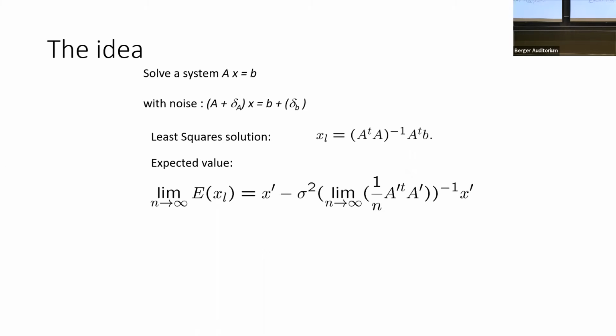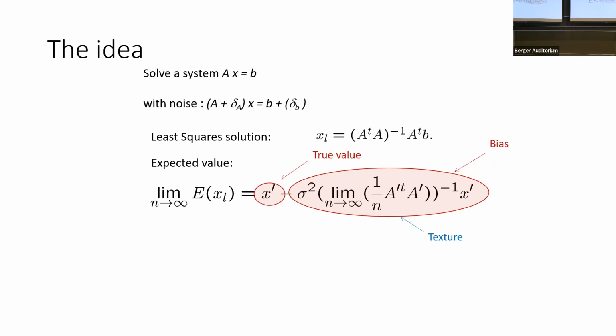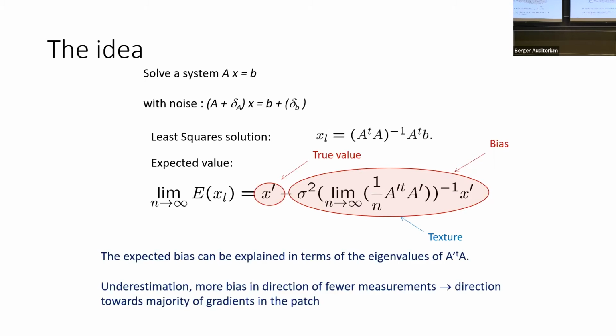So usually least square is unbiased if errors are only in B. But if they're also in A, we have a bias. So what we get is the correct solution plus some additional term, and that term depends on the texture. And it's usually an underestimation. And we can explain it by analyzing this texture matrix A prime A, the texture matrix. So you can predict what the error would be.